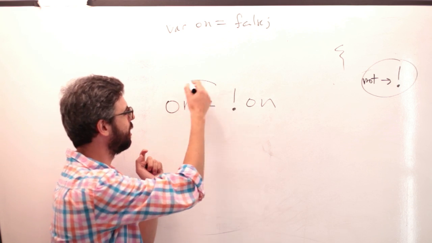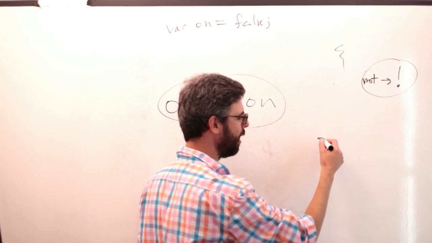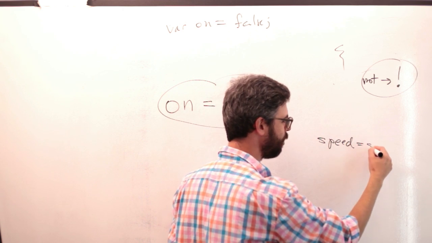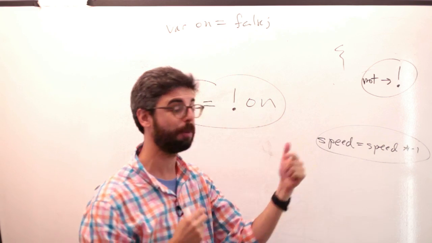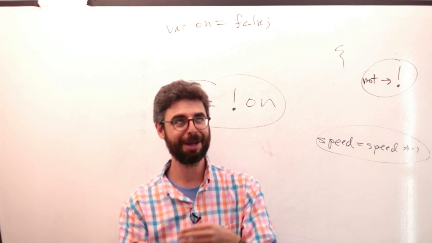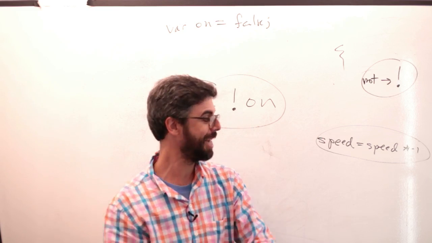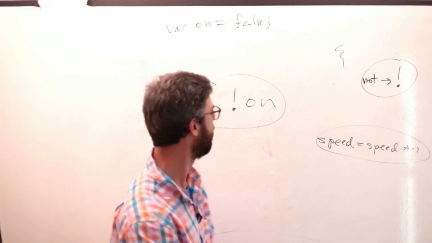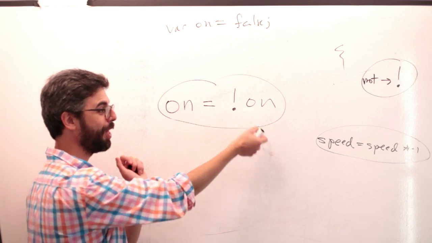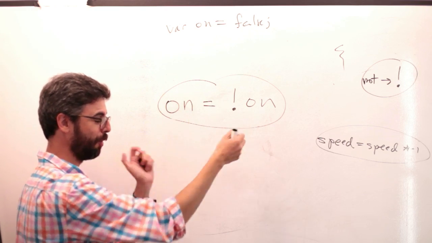So this, much like we had that expression speed equals speed times -1, this reversed the polarity of a number. 3 becomes -3, -3 becomes 3. Take a number, multiply by -1, makes a negative positive, a positive negative. This expression takes a Boolean value, makes false true or true false.